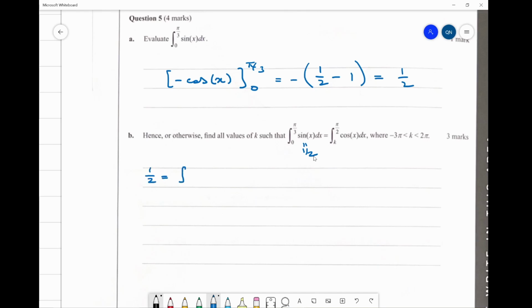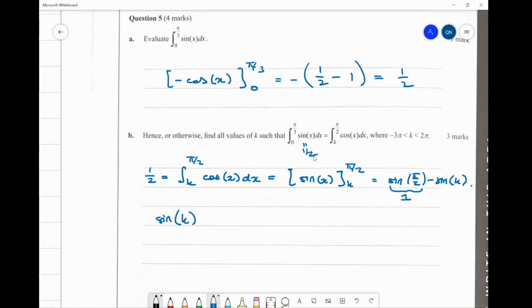So doing so, let's just write it like this. So we have 1/2 is equal to the integral from k to pi on 2 of cosine of x dx. And this is equal to, cosine integrates up to sine. The sine of x from k to pi on 2. Okay, and this is just going to be equal to sine of pi on 2, and then minus sine of k. That should be everything. Okay, so what's sine of pi on 2? That's just exactly 1. So rearranging the whole equation here, we get sine of k being equal to 1/2.